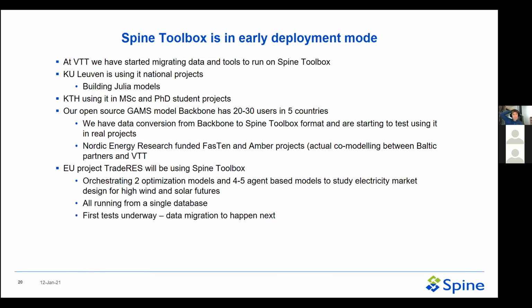And then maybe the biggest thing right now in terms of where it's going to be used in the near future is that there's another EU project, TradeRes, where we will be using Spine Toolbox to orchestrate 2 optimization models and a couple of agent-based models to study market design for future systems. And we try to do this, as I was just explaining, having a single database that can serve multiple models. And there we are testing how this could work and trying to get to data migration as soon as possible.